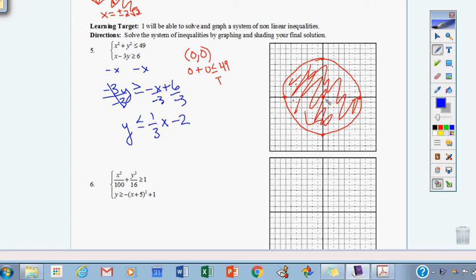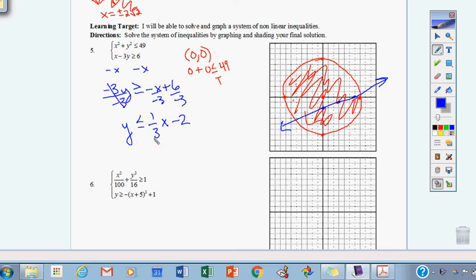So when I go graph this right now, down 2, there it is, up 1 over 1, 2, 3, up 1 over 1, 2, 3. Okay, so this isn't the greatest graph job, but there's my line. And I want to do above or below. Well, the less than means I'm going to shade below.